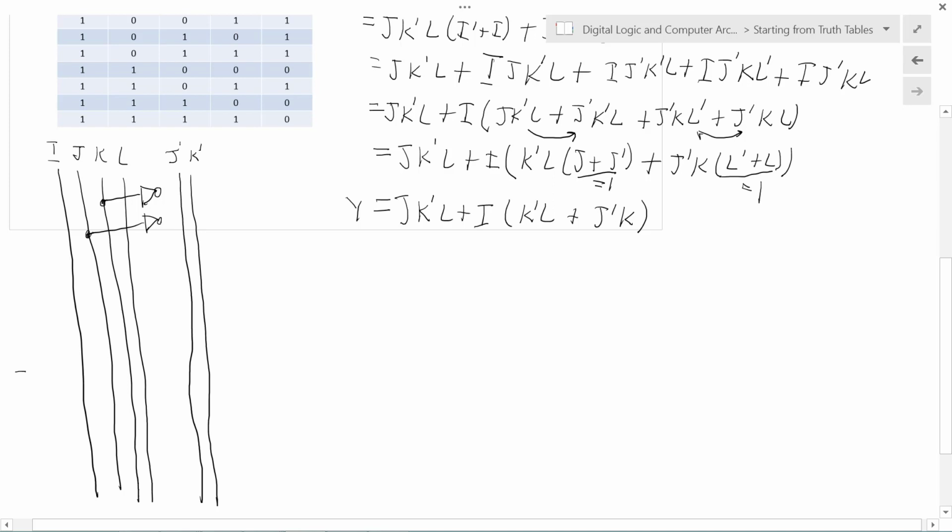Starting from J, we connect J prime. Remember to be consistent with your connections. So if you place the inverters out of order, then be sure to watch your connections. So we have J prime and K prime, like so. Now we need an AND gate here for J, K prime, L. J, K prime, and L. And we need an AND gate for K prime and L. So we'll attach this to K prime and L.